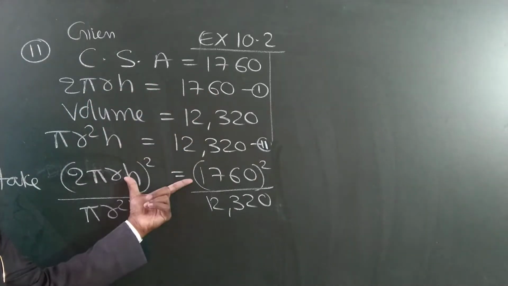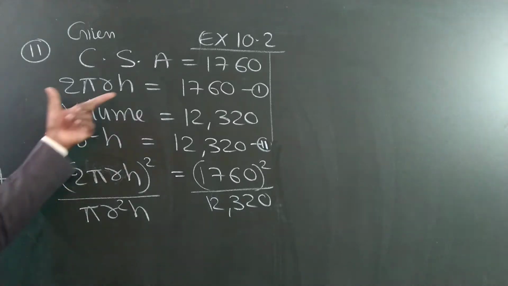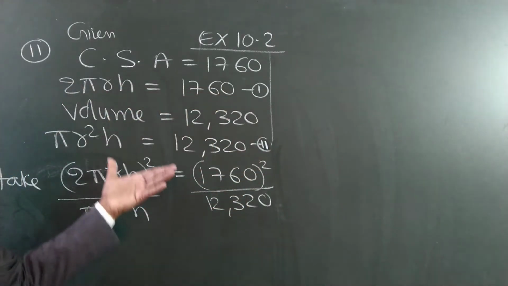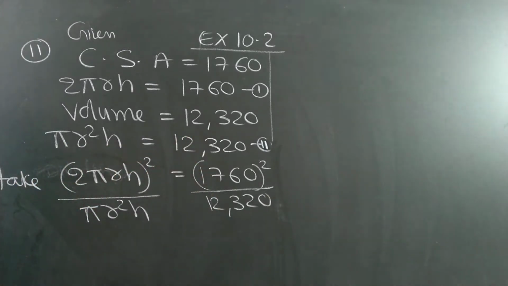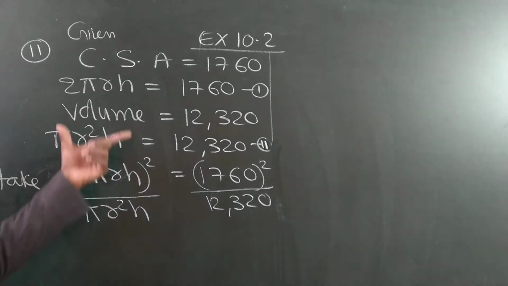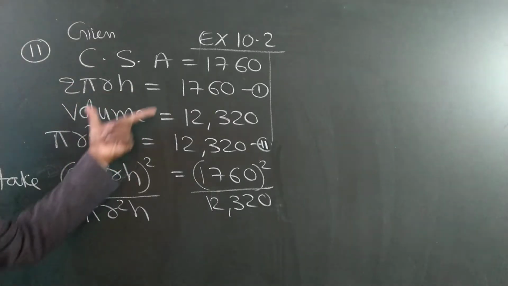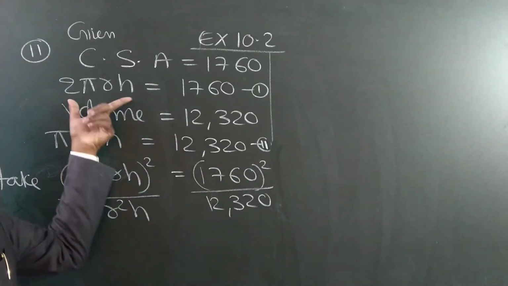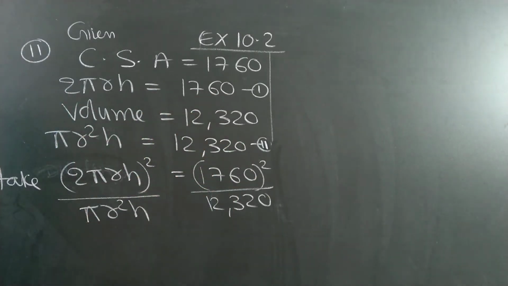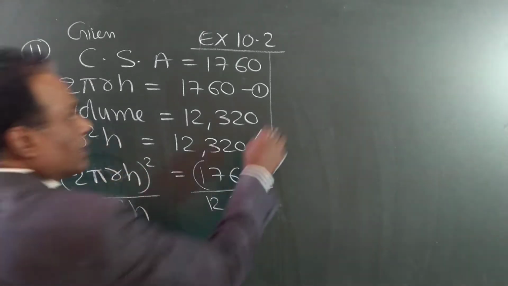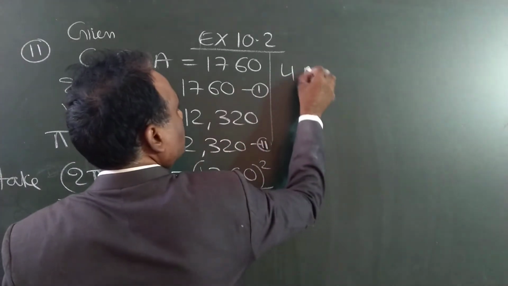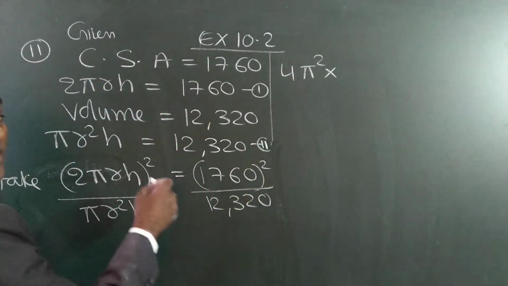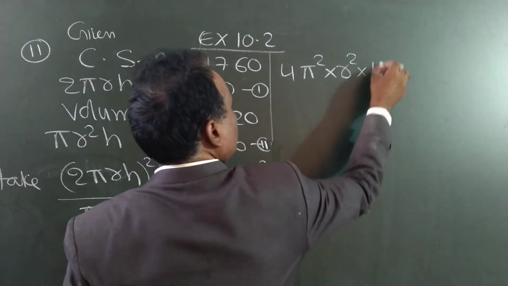Squaring on both sides, but I am not writing the extra step. Directly I took the square on both sides. Dividing the first equation by the second equation, but not as it is. I am squaring the first equation on both sides. Over. See, students. 2 square is 4, pi square, R square, H square.